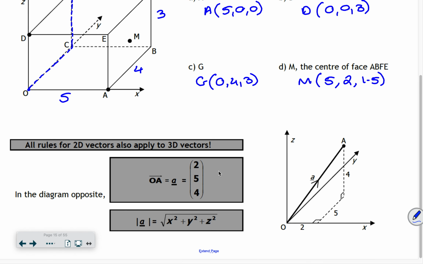Okay? Important rule here. All rules that we have for 2D vectors also apply to 3D vectors. Okay? So whatever we do, if we were to find out the magnitude of a 3D vector, it's the square root of x squared plus y squared, and then all we do is just put in a wee z squared as well. Okay?